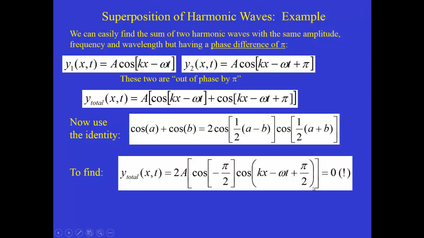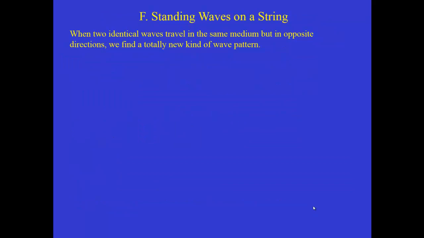Notice the interesting fact that because we have this term cosine of negative pi over 2, it has the value 0. And therefore the total wave is equal to 0. What this means is we have an example of complete destructive interference, where not only is the amplitude of the net wave less than either individual wave, it's actually equal to 0. And when we have complete destructive interference or complete constructive interference, there are usually very striking phenomena that we can observe. So now let's look at a slightly different example of superposition by considering standing waves on a string.